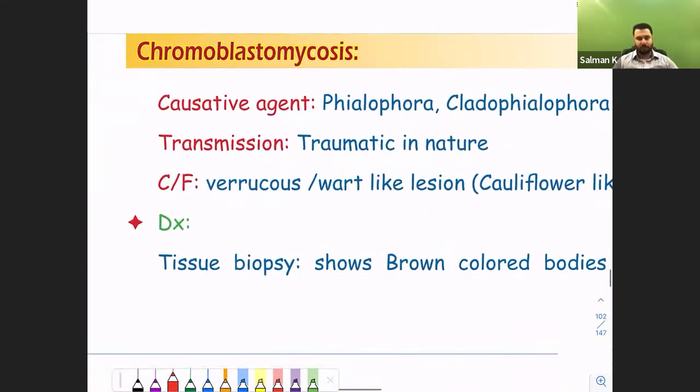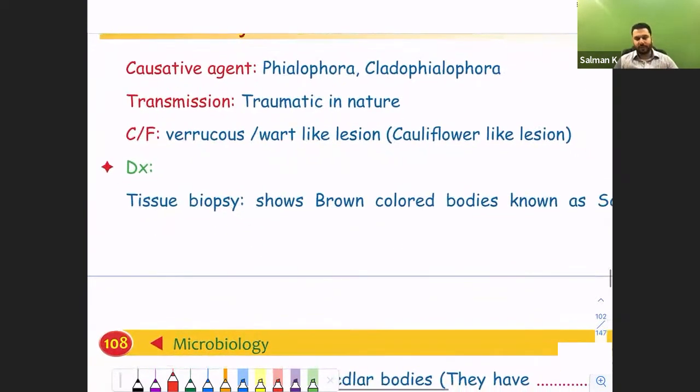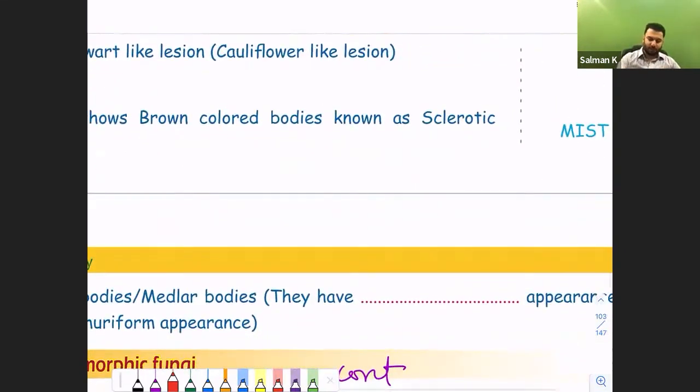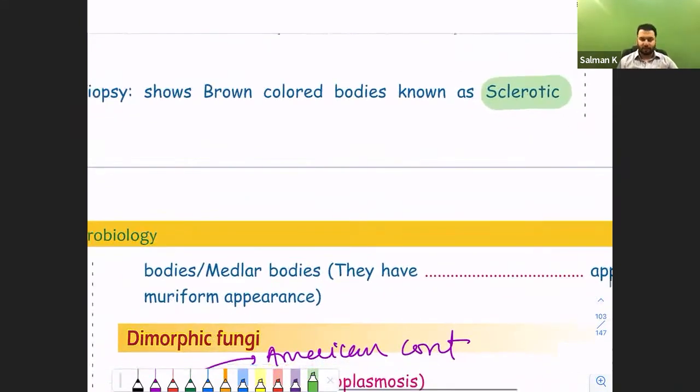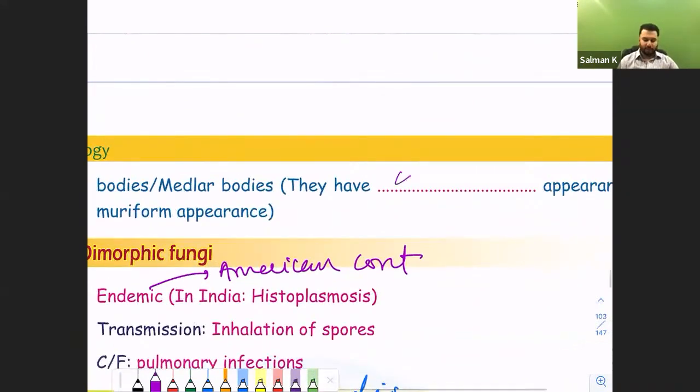Last subcutaneous infection in this topic, chromoblastomycosis. All of you should know, it produces wart-like lesions. HPV, human papilloma virus, produces warts, you might all know. So this also produces wart-like lesions, pretty much similar. The very important bodies in this topic are sclerotic bodies. As I told you, it was a previous MCQ in your exam. Just the last exam, they asked this. Sclerotic bodies have a copper penny appearance.